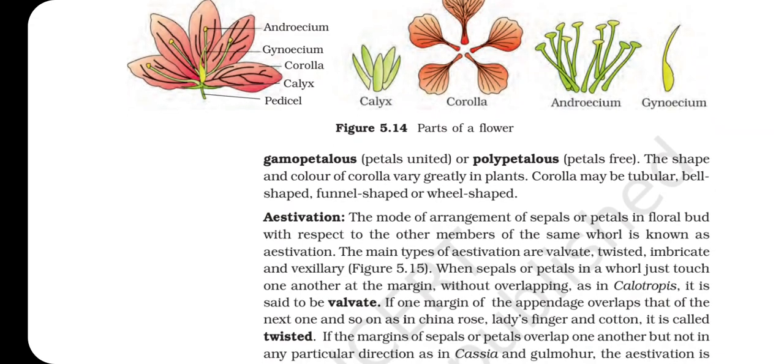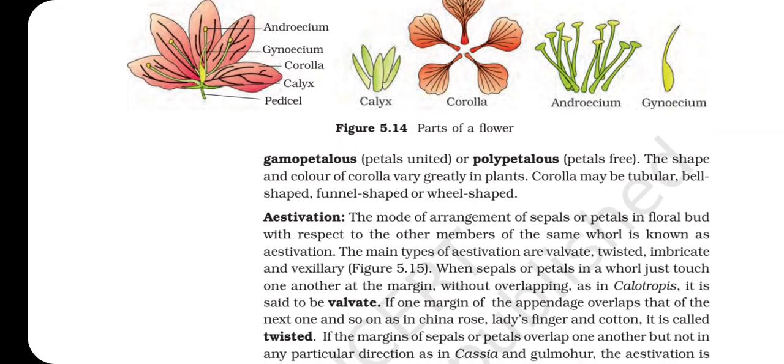Estivation: the mode of arrangement of sepals or petals in the flower bud with respect to the other members of the same whorl is known as estivation. The main types of estivation are valvate, twisted, imbricate, and vexillary. When sepals or petals in a whorl just touch one another at the margin without overlapping, as in Calotropis, it is said to be valvate.